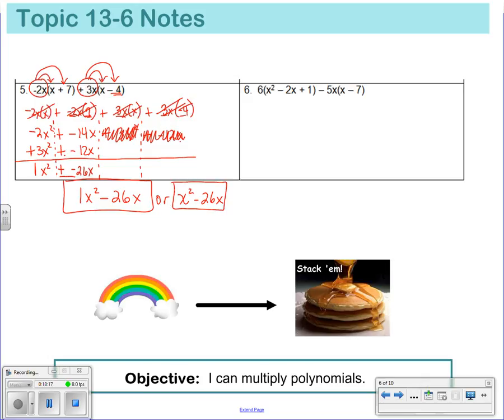Our last one like this, we're going to distribute into a trinomial and then into a binomial. Let's try it again. So start off with the 6. We're going to multiply it times the x squared. So 6 times x squared. I want to combine it with my next one. We have 6 times a negative 2x. I want to combine it with 6 times a positive 1.